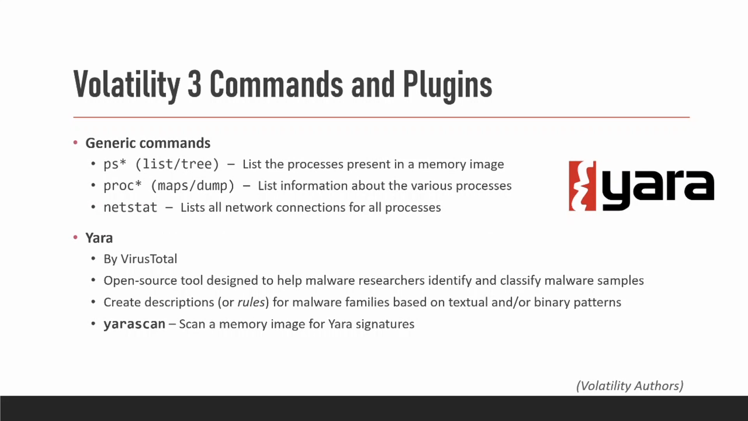There are several generic commands that work across all operating systems. Some of these are pslist, which lists the processes present in a Windows memory image, pstree, a plugin for listing processes in a tree based on their parent process ID, proc maps, which prints details of process memory, including heaps, stacks, and shared libraries, procdump, which dumps a process's executable file, and netstat, which lists open and closed network connections and port statuses.